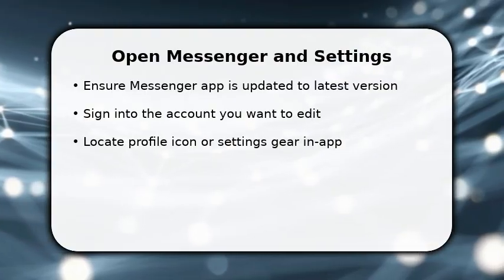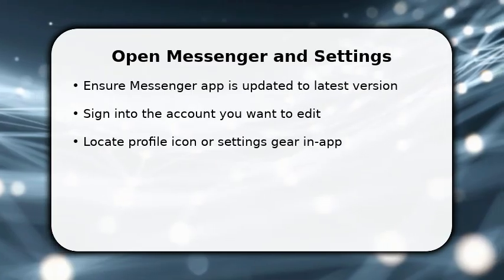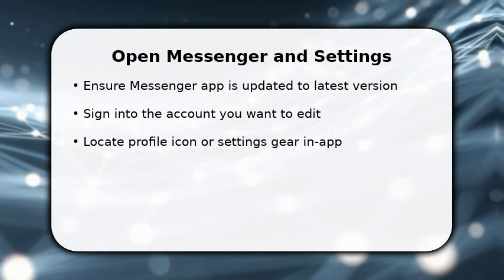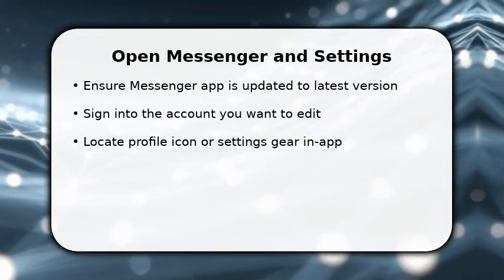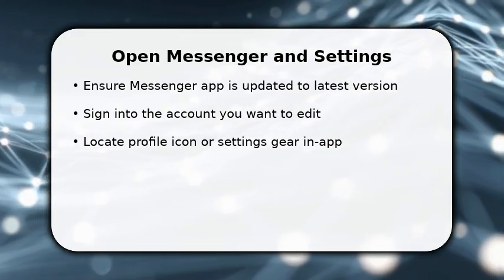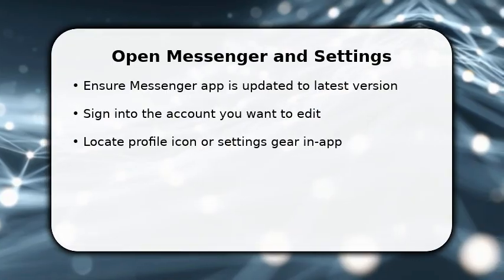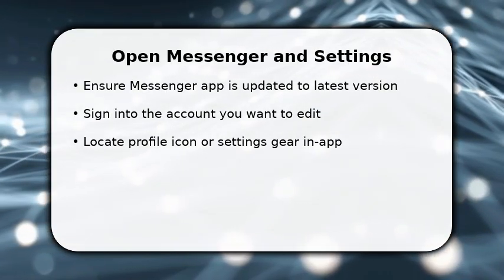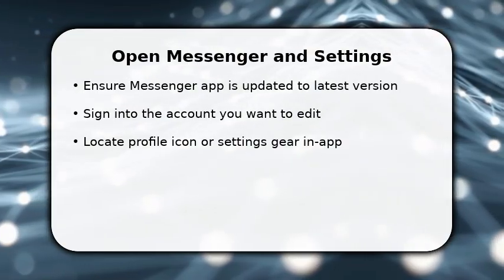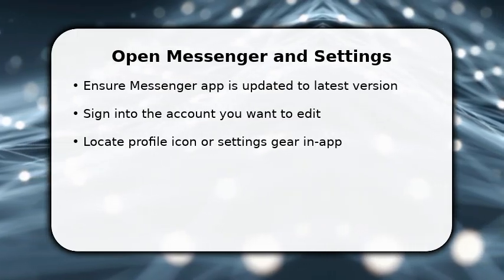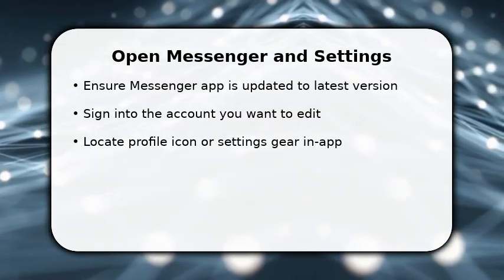You start inside Messenger with the app updated and signed in. This prevents unexpected layout differences. Tap your profile icon or the settings gear at the top left or right to open account options. Once done, scan for privacy, search, or activity settings. These house suggestion controls. Make sure you're working on the correct account if you have multiples, otherwise you'll clear the wrong history. I'll show what to toggle and what to clear so suggestions stop appearing.